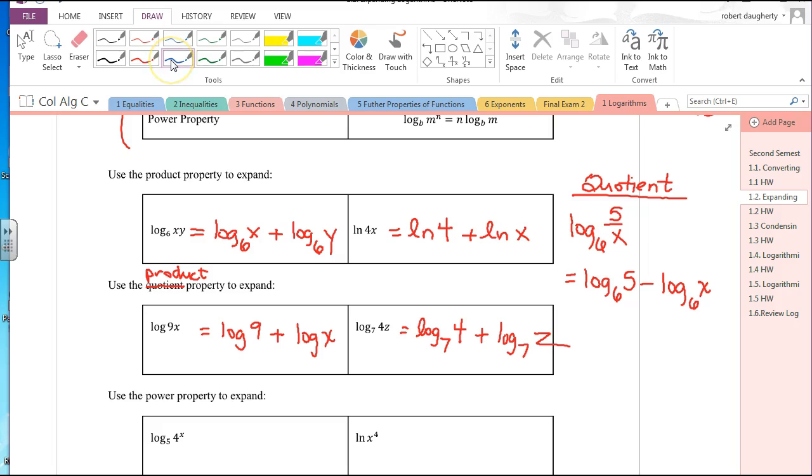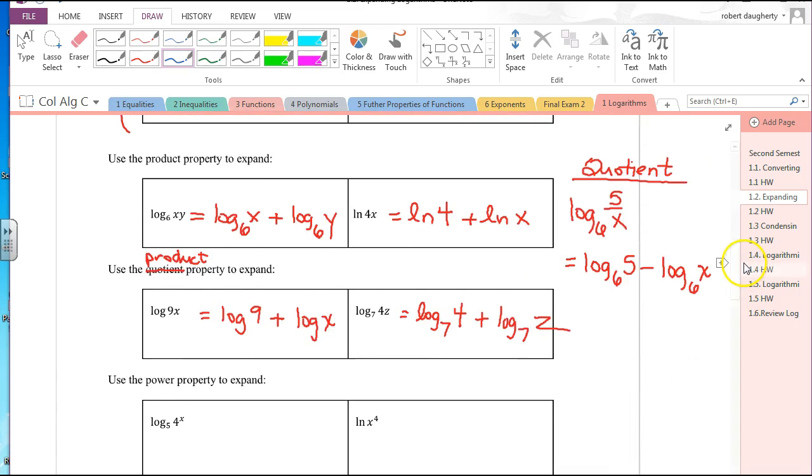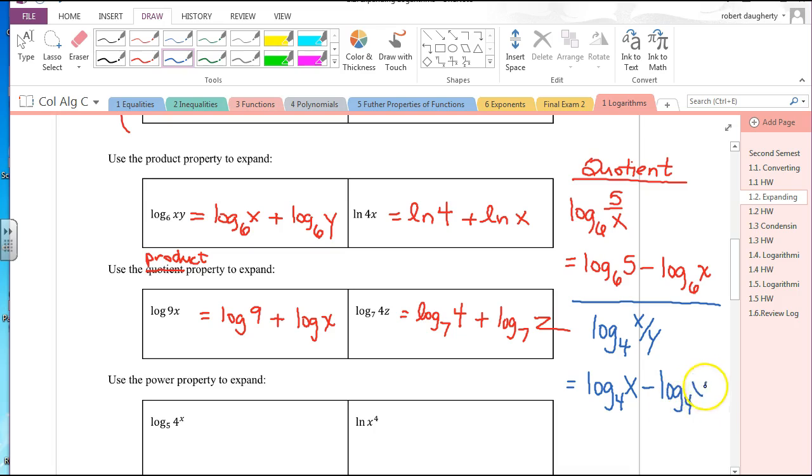So let's do another example of that. Let's do, for example, the log base 4 of x over y. What is that going to be? Log base 4 of x minus log base 4 of y. There we go. Okay.